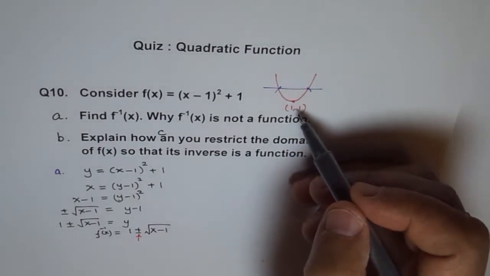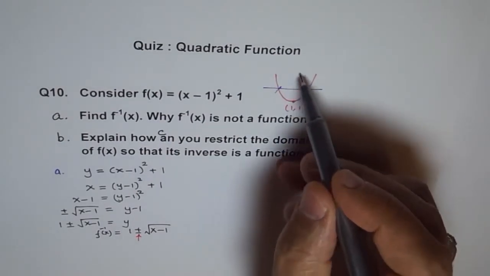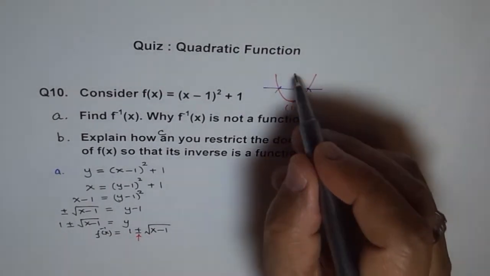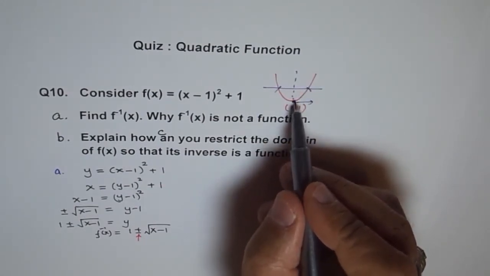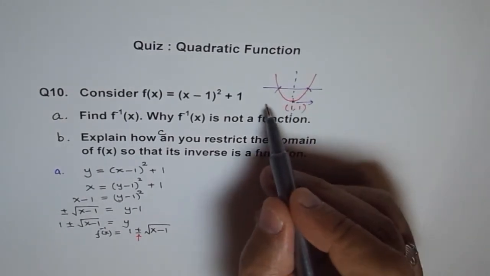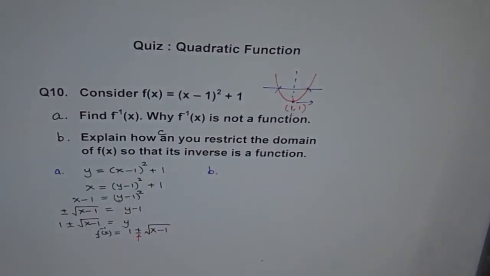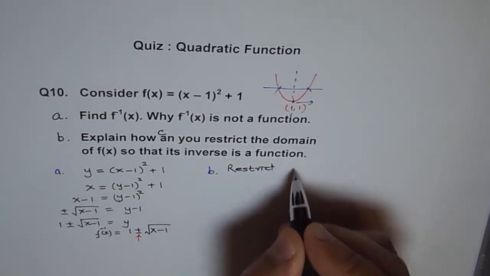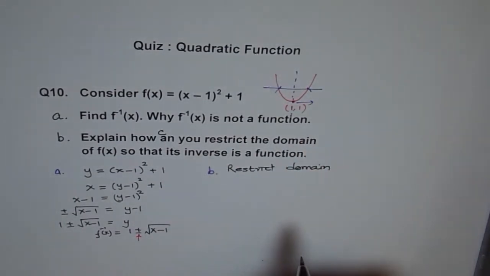But what you can do is restrict the domain of this function so that it passes the horizontal line test. And how can you do that? If you consider only one side of the graph, then the horizontal line test will pass, right? You could consider either this side, right, or left. So for our discussion, if I restrict the domain, then I can ensure that the inverse is a function.